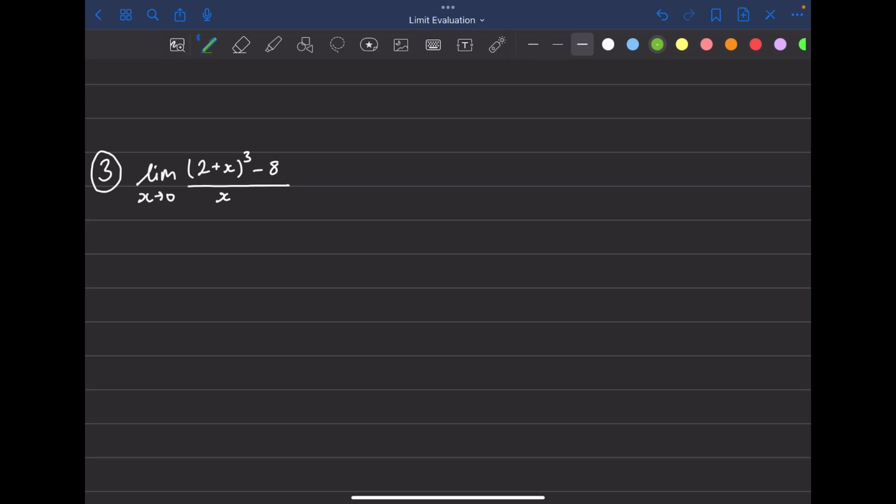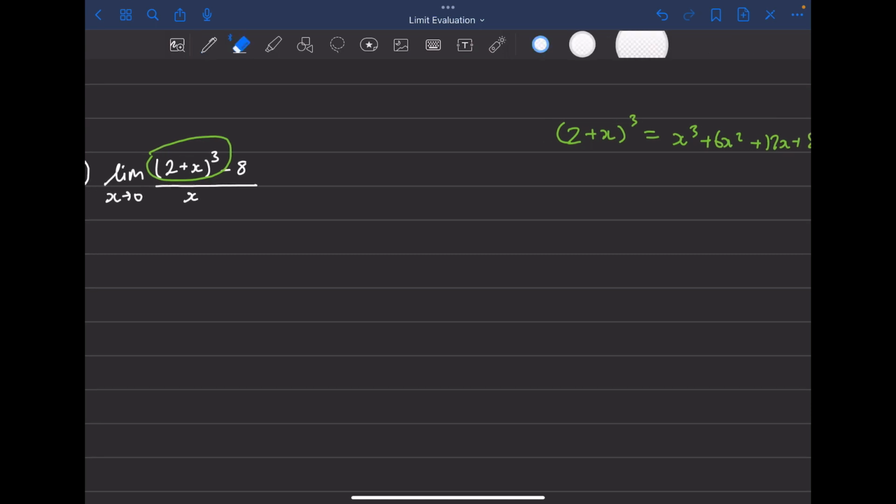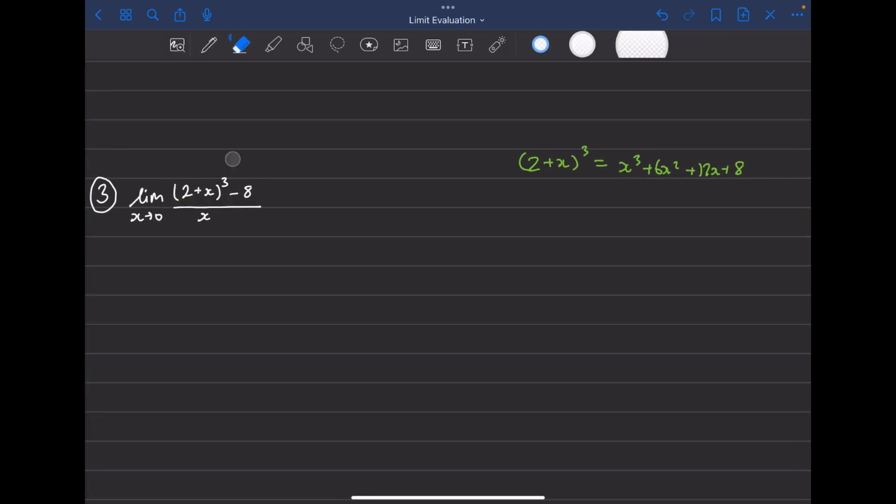But yeah, I already know this, but I'm going to write it here. 2 plus x cubed is equal to x cubed plus 6x squared plus 12x plus 8. Once again, you should probably do it on the side somewhere, because I did it on the side before the video. That's what you would get from expanding this. Okay, so let's actually write this down now.